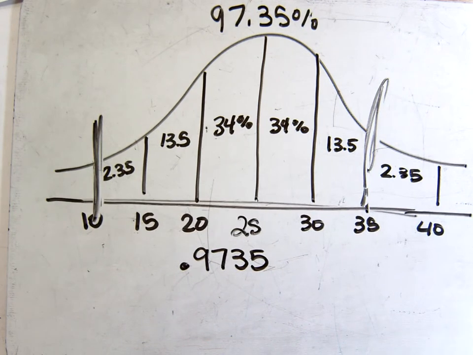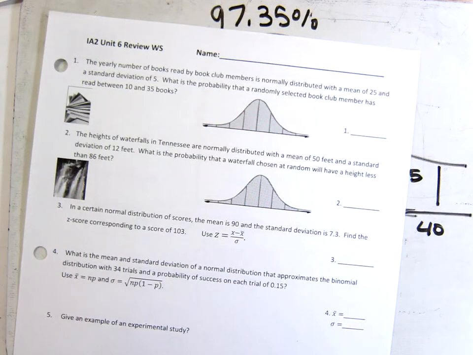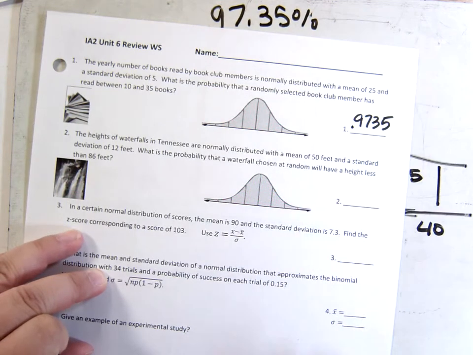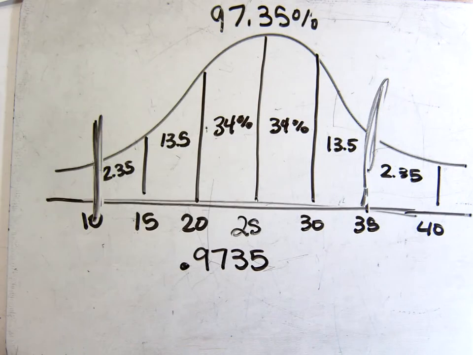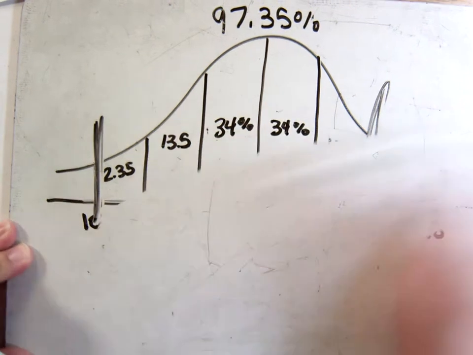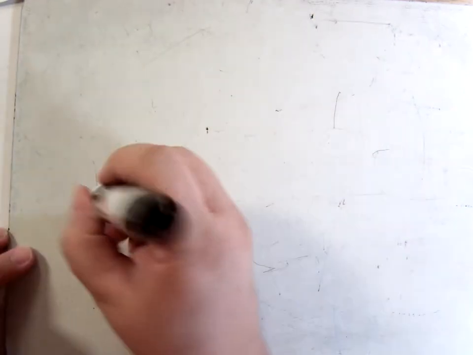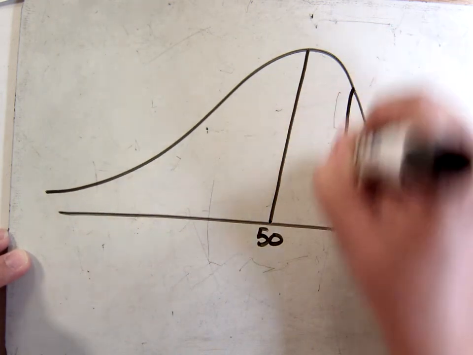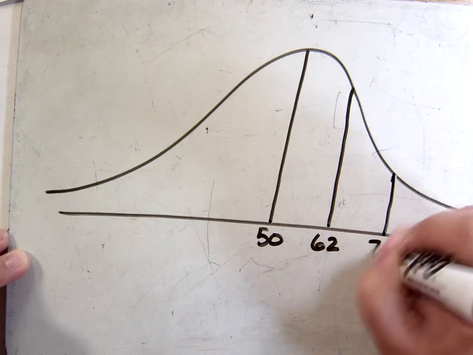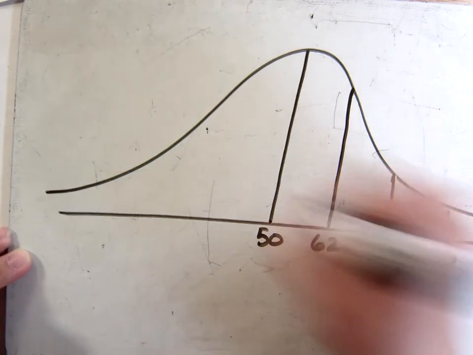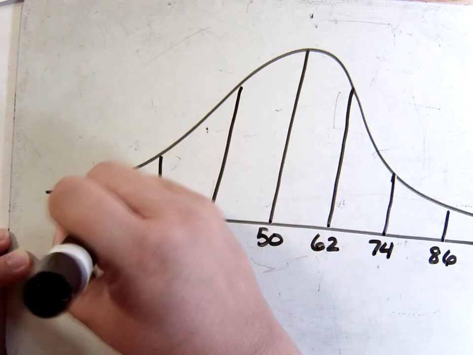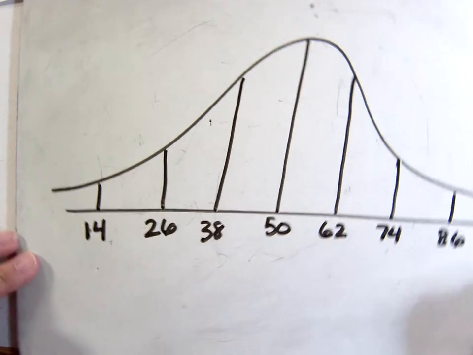Okay, number 2. The heights of waterfalls in Tennessee are normally distributed, so again it means it's a bell curve situation, with a mean of 50 feet and a standard deviation of 12 feet. So I draw at this point another one of these. Mean of 50, standard deviation of 12. So I add 12, add 12, add 12 going to the right, subtract 12, subtract 12, subtract 12 going to the left. That one's kind of slanted.